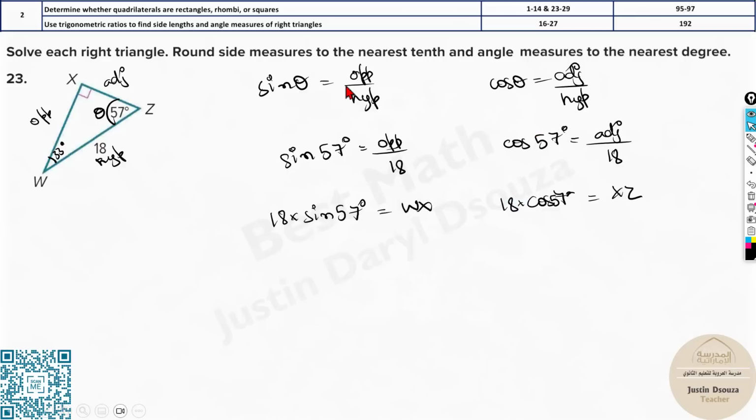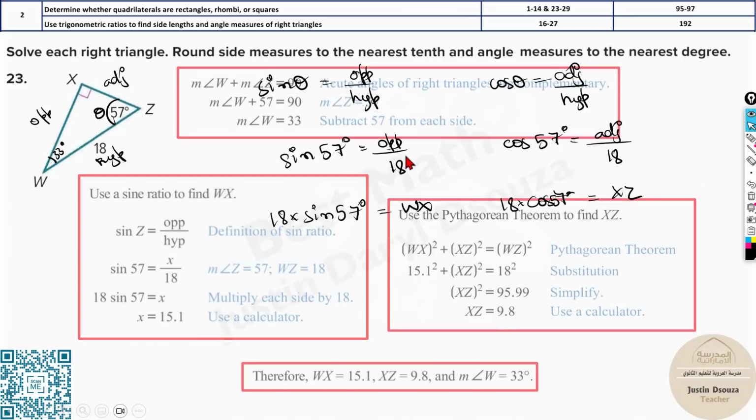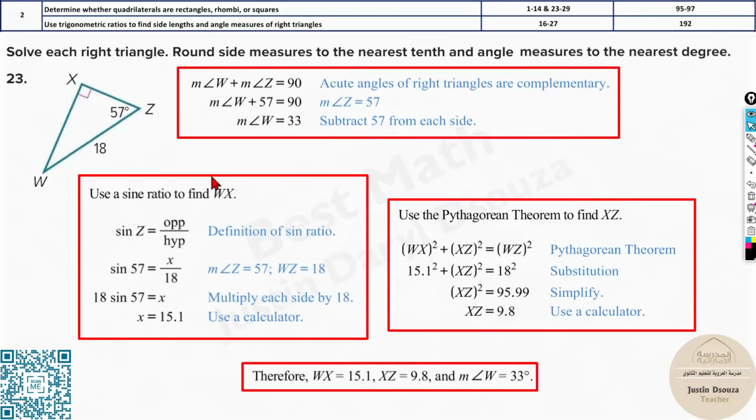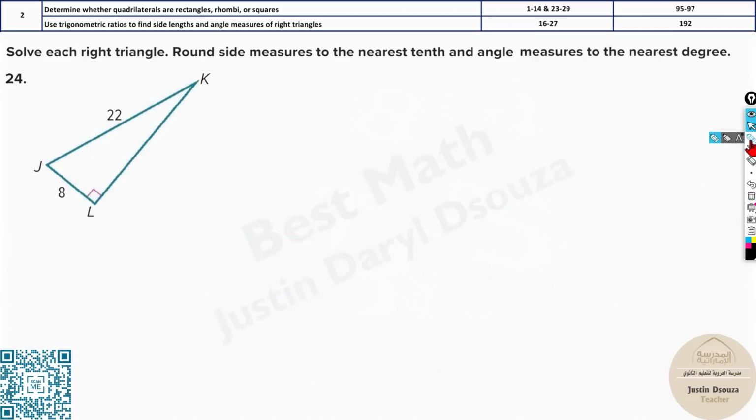You can even put this in the calculator just after substituting in the formula, and you will get it. So this is the answer. It's 15.1, 9.8. That's it. And the other one was 33 degrees. Let me solve this as well.